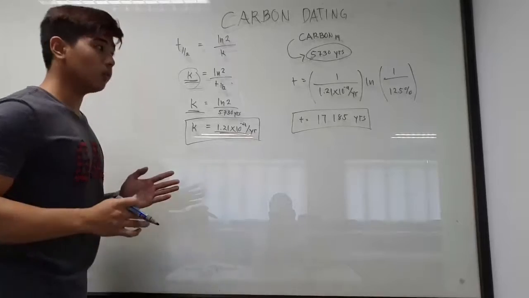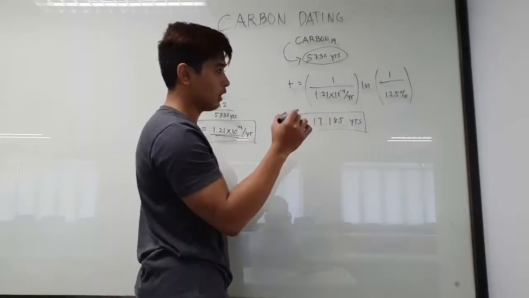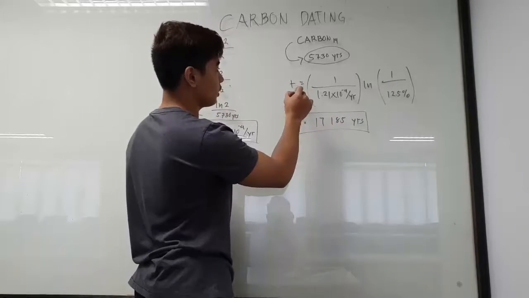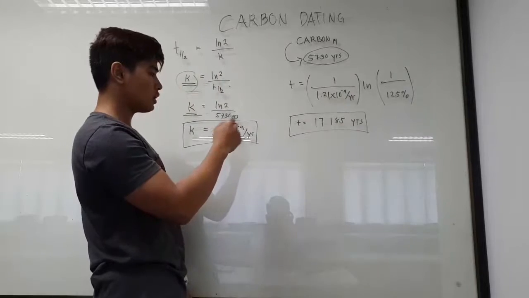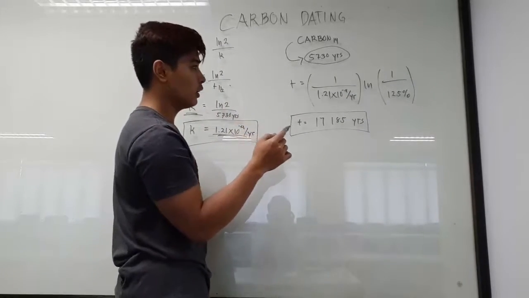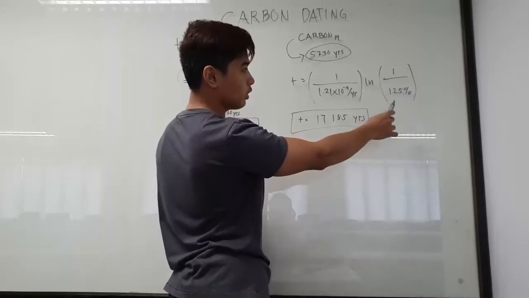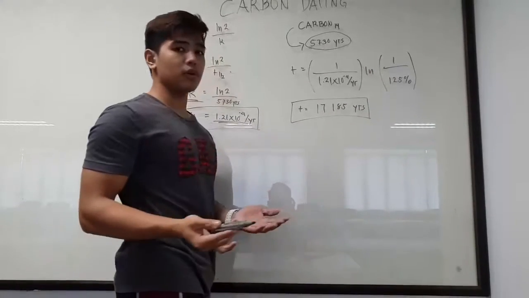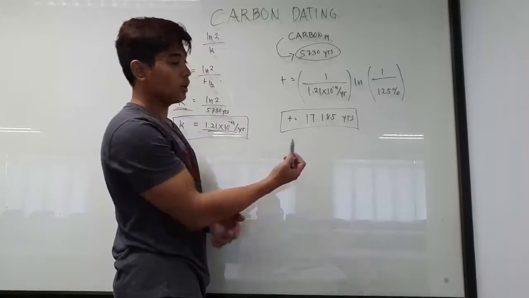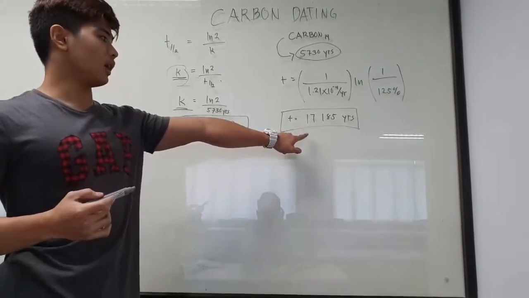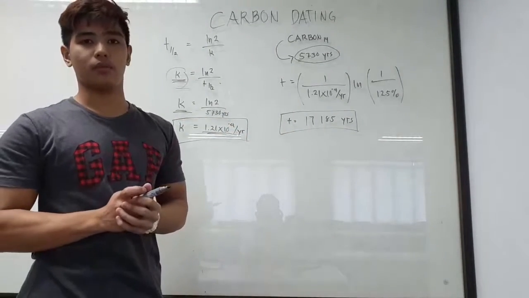And for us to know how old the carbon left is, here's the formula: 1 divided by 1.21 times 10 raised to negative 4 per year, multiplied by ln of 1 divided by 12.5%. The 12.5% is a constant from the given. And this is the final answer. Now we have 17,185 years, and that is the age of the carbon.